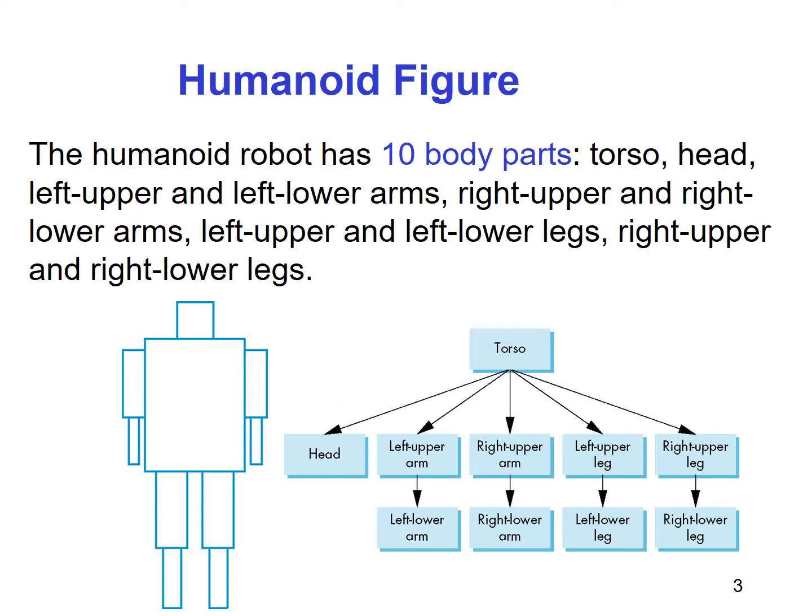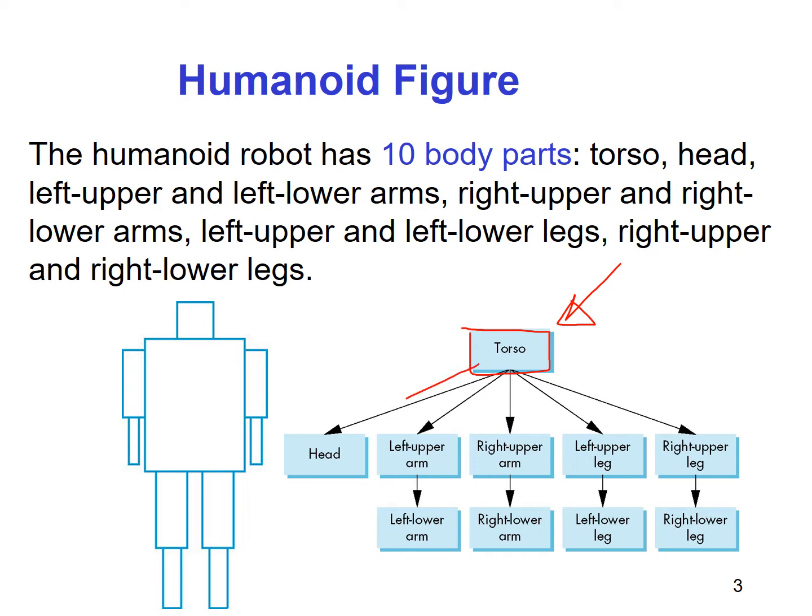For the humanoid figure shown here, we will have a tree structure like this with 10 nodes because there are 10 parts. Although it is up to us how we choose our root node, we'd probably choose the torso, which is a good option because it is connected to most elements in this structure.